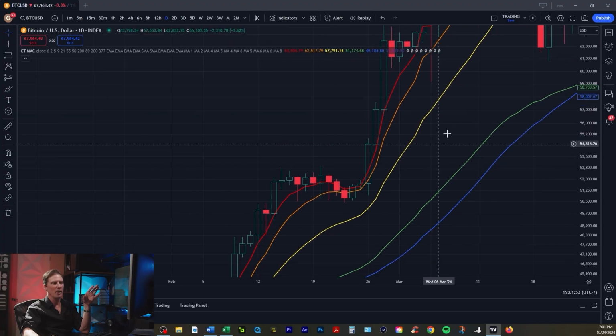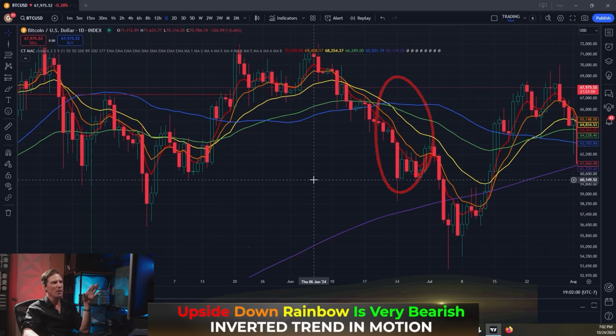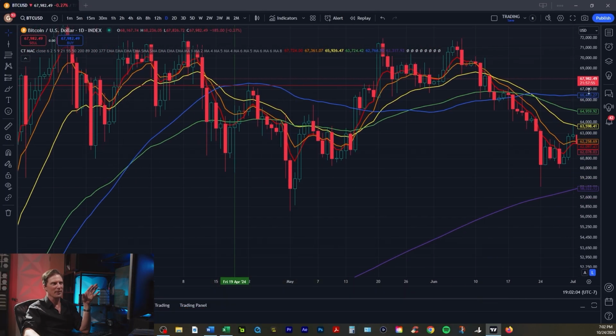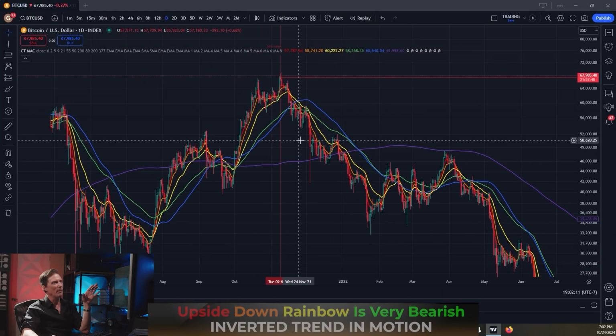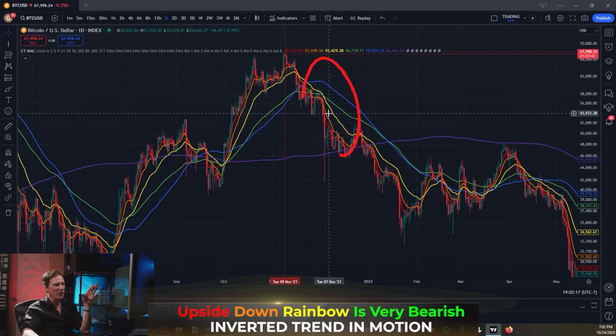That's your perfect rainbow. That is your trend in motion. Whenever you have an upside down trend in motion, that's bad, right? That is an inverted trend in motion. That is very bearish. Look at this chaos back here. This is when the market crashed back in November of 2021. We had an inverted trend in motion.